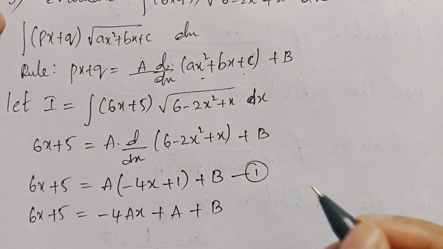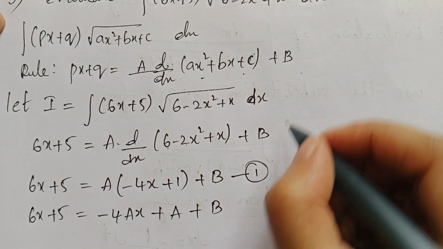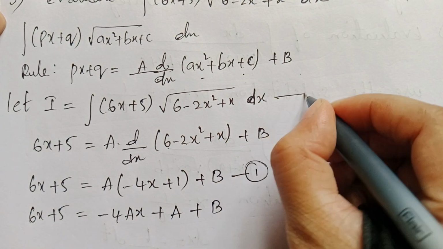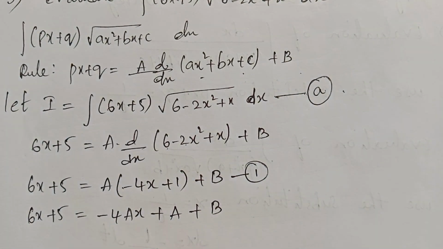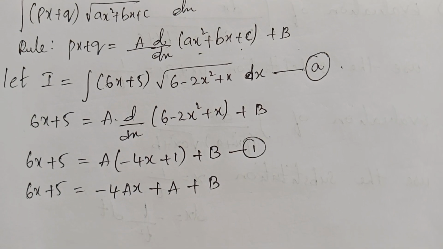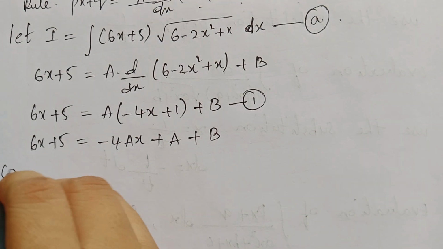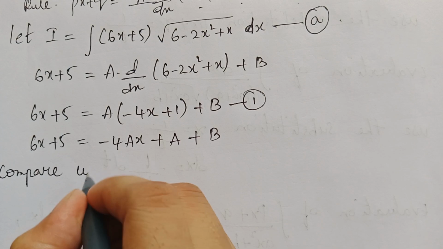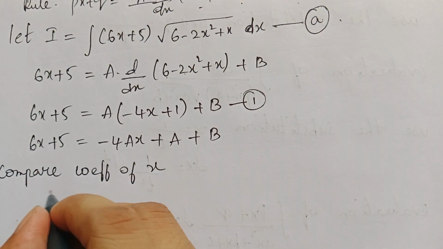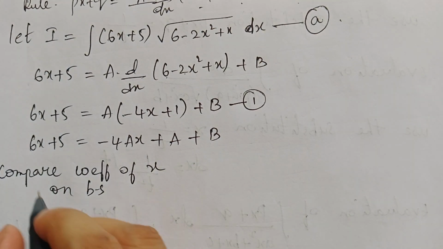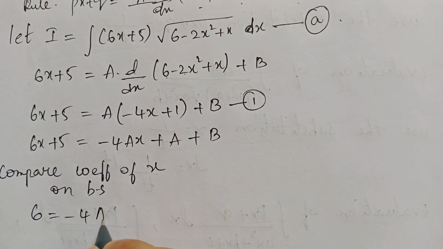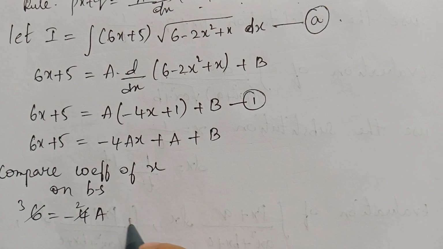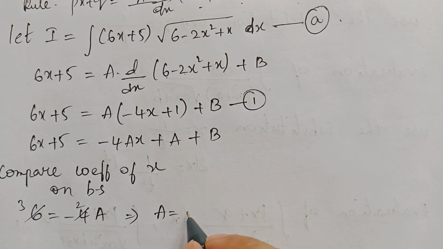We'll keep this equation as 1, and this we will take as A. Okay, now compare the coefficient of x on both sides. We get here the coefficient of x is 6, equal to, here it is −4A. So A will be equal to −3 by 2.